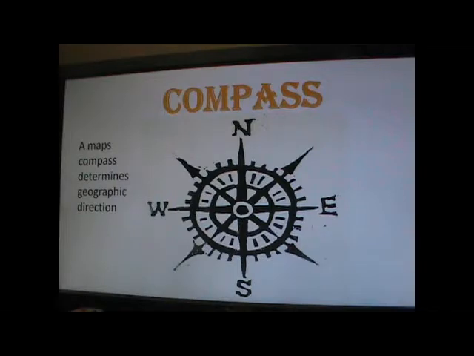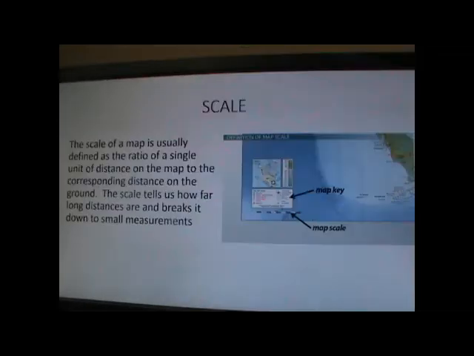The next of the five map basics is the compass. So you want to know what direction, north, south, east, or west. What direction the map is looking, and what direction you're going to have to go if you're going to be using that map to travel or for whatever other reasons.